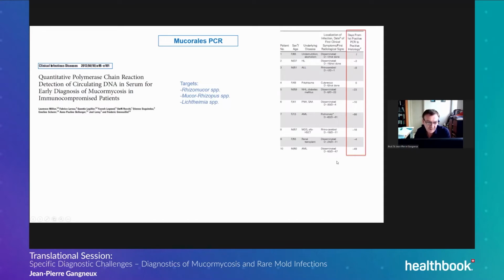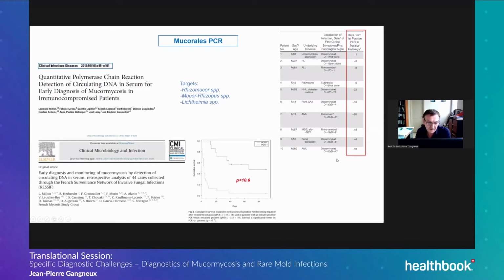And these results were confirmed using a retrospective cohort of 44 cases. And in this second paper, it was shown that the cumulative survival was significantly different between patients with a positive PCR compared to a negative PCR. Here you can see that the cumulative survival was less than 20% in case of positivity, compared to around 50% in case of negative PCR. So PCR is useful for the diagnosis, but also to evaluate the prognosis.